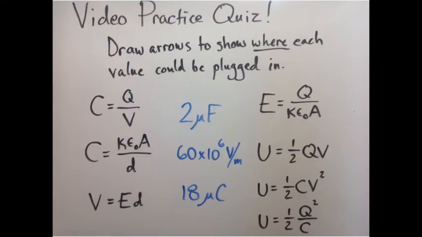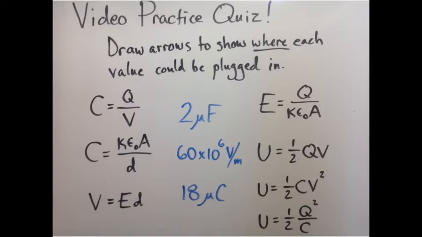For this one, the format here is a little bit different. What I want you to do is, with each of those numbers in blue in the middle, draw an imaginary arrow or whatever to show where to plug that into each equation. For example, if you thought that 2 microfarads was the area, you would draw to the A. That's not right. Don't do that.